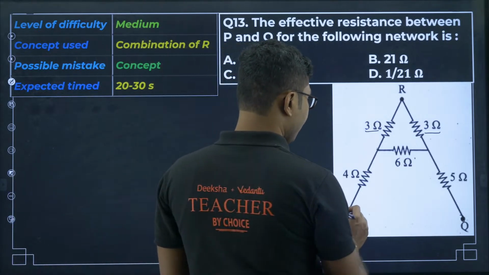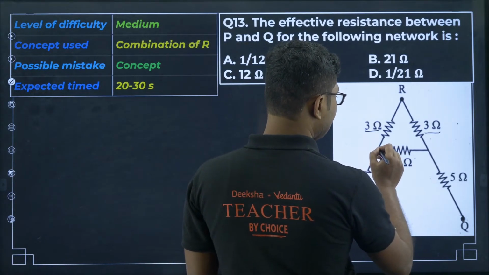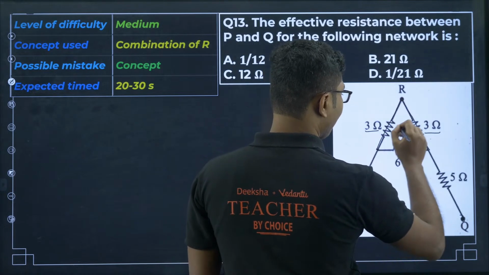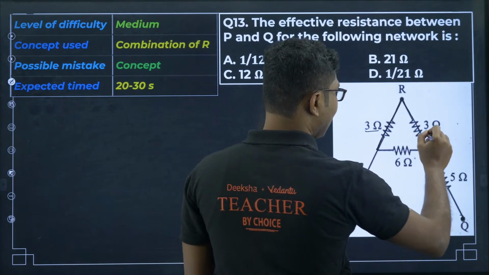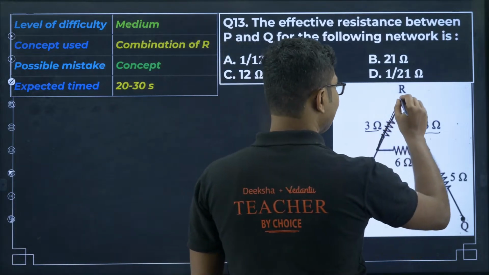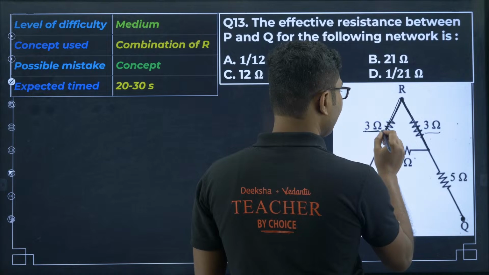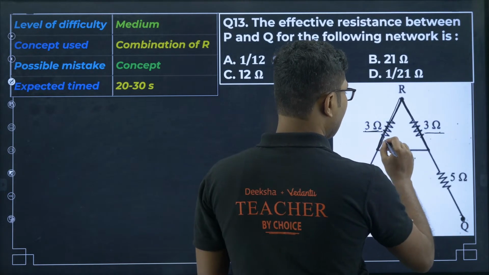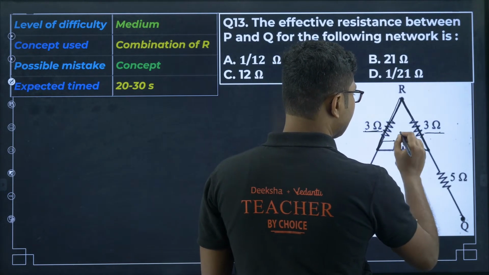So first of all, if you start at this point, the current has only one path to go. So this is basically a series resistance, okay. These two resistances are connected in series. So 3 ohm and 3 ohm will give you a combined resistance of 6 ohm.